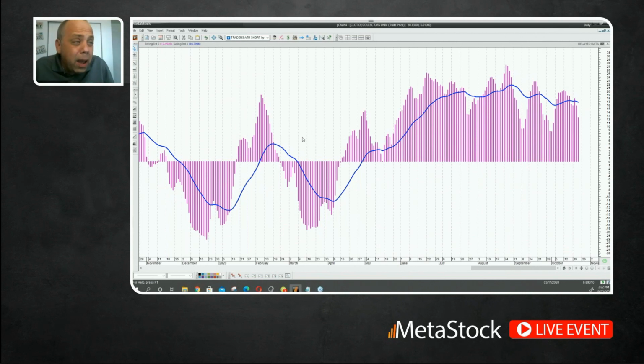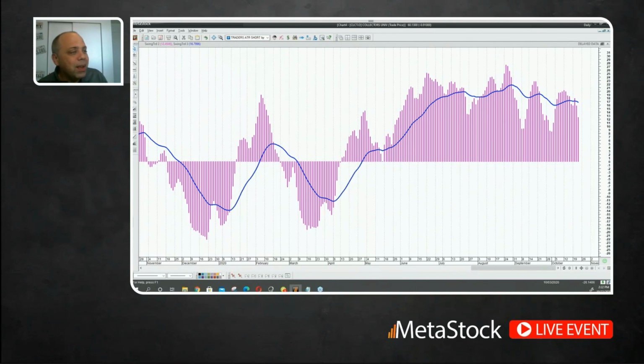Right now, we're not going to talk about that blue line. We're going to come back to it. The next thing that we're going to talk about is this pink histogram. And yes, Peter, they can look at any chart that you want on anything that you want.